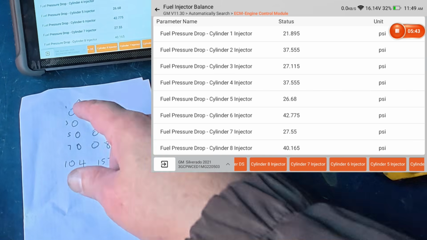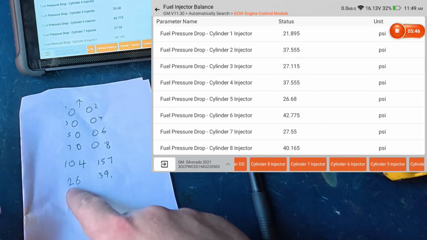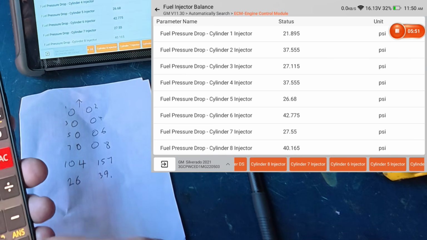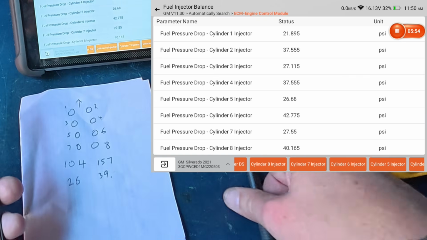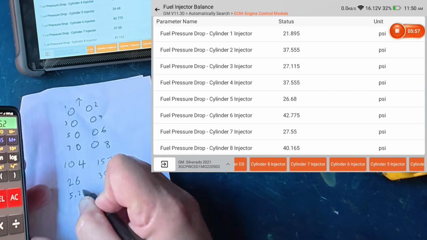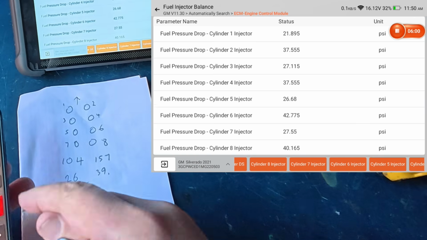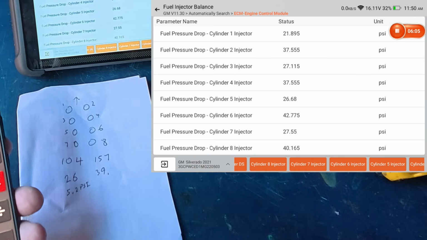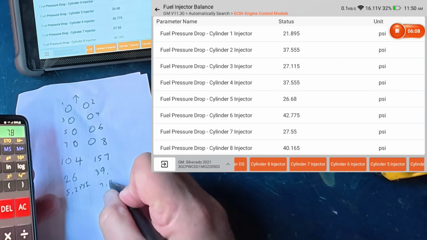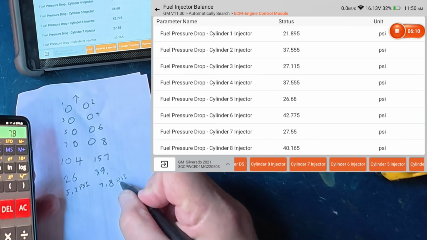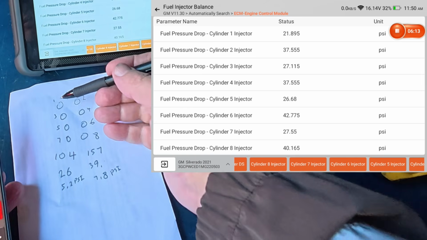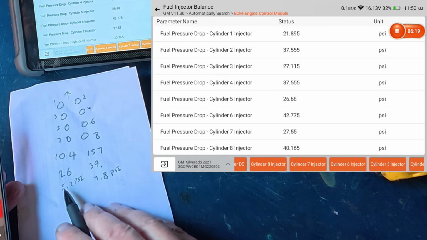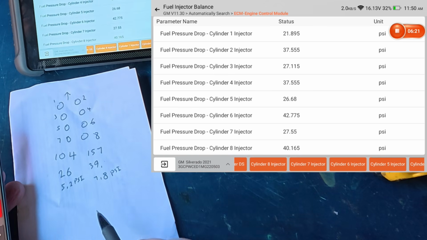So now we're going to take our average of each bank. So bank 1, the average was 26. We're going to multiply that by 0.2. So 5.2, that is our variance that we can be. 5.2 PSI for bank 1. Bank 2, we had 39 times 0.2. That's 7.8 PSI. So what that tells us is that any one of these cylinders here, 1, 3, 5, and 7, can be plus or minus 5.2 from 26 PSI.